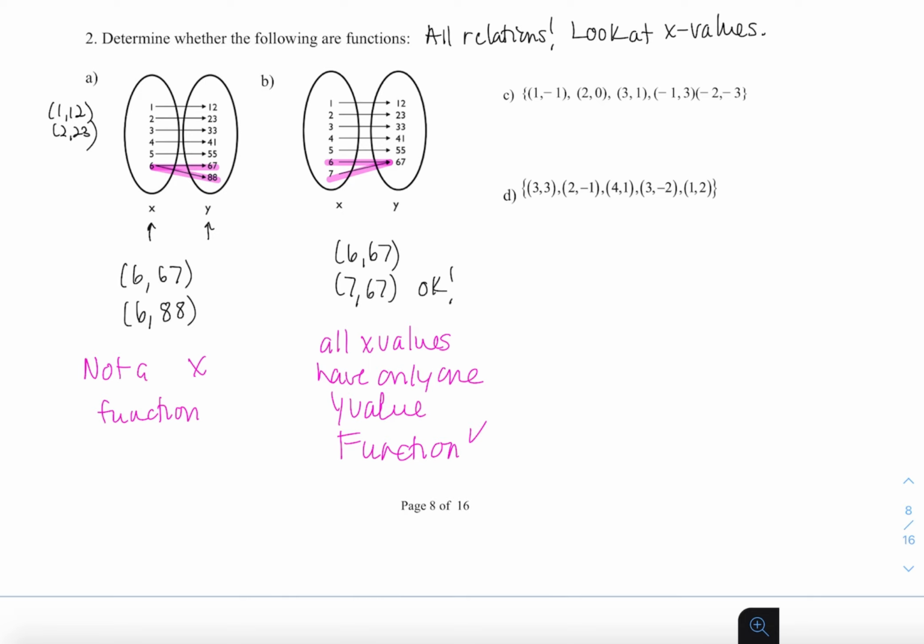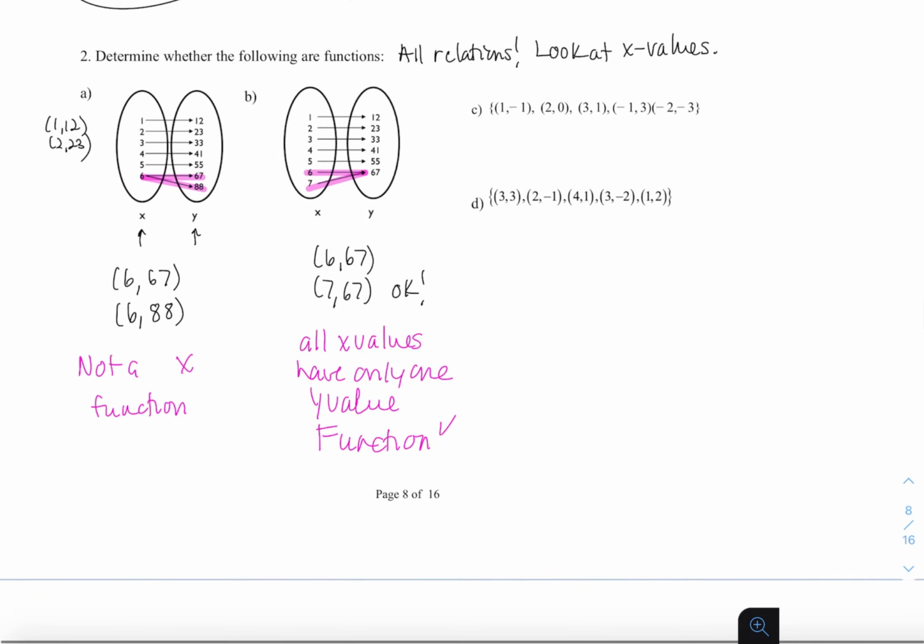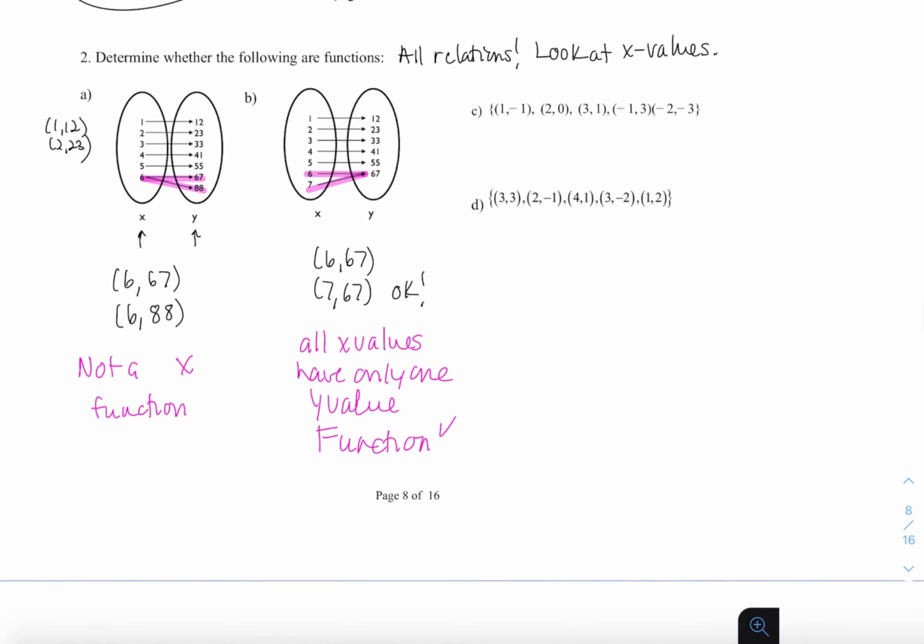When I look at a set of ordered pairs, it's very similar. What I basically have to do is see if, for every x value, I have just one y value. So I can see that, yes, this guy here is a function.